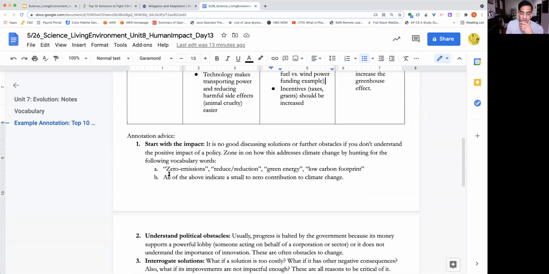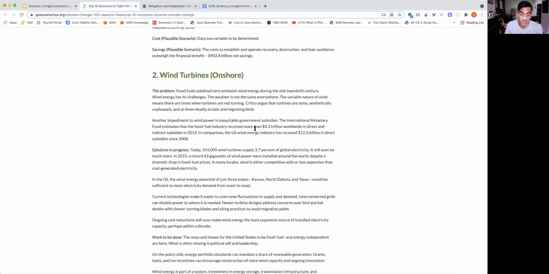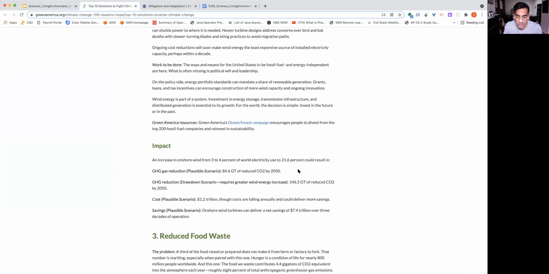All right. Finally, you want to interrogate the solutions. And this is where we look at the final section. I'm trying to figure out if the solution is too costly, does it have other negative consequences, and are its improvements not impactful enough? If I ask myself those three questions, I'll get a good idea. So we have some really nice stats here. If we just increase onshore wind power from 3 to 4% to 21.6%, this is the reduction in CO2 by 2050. That is a lot.